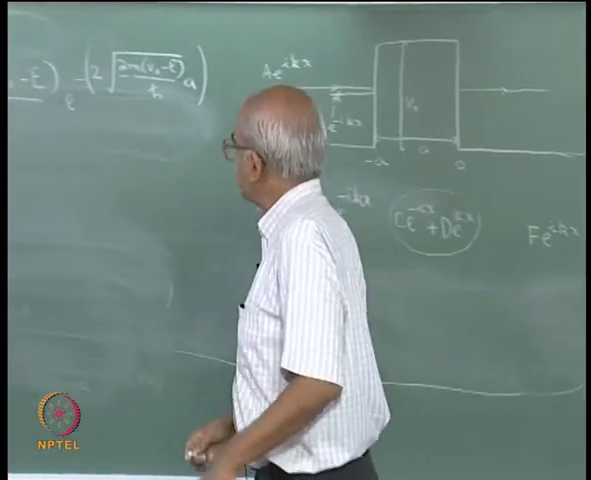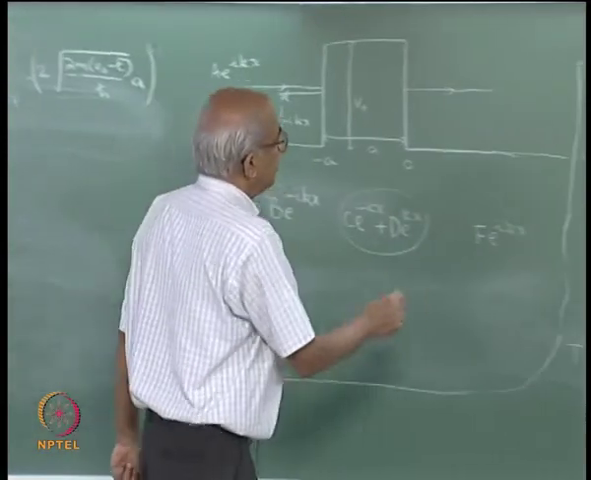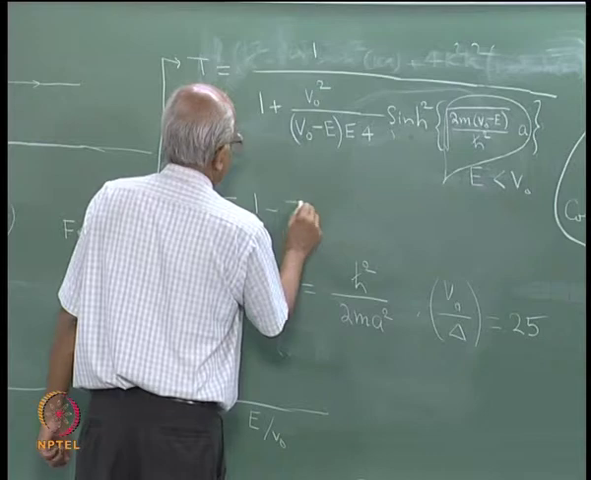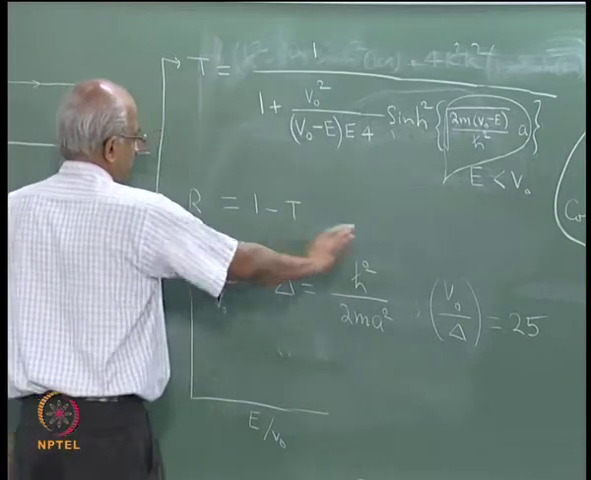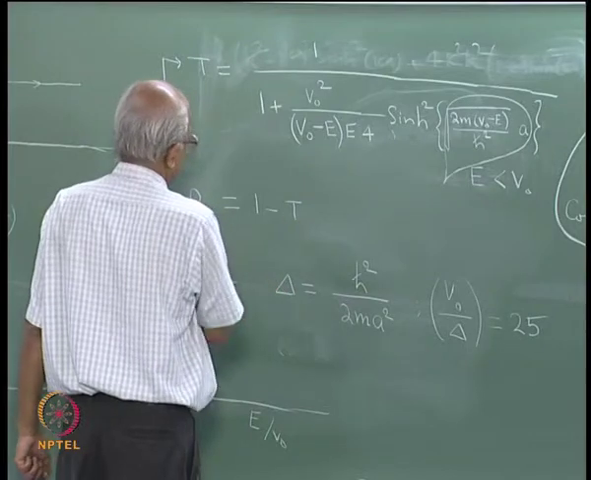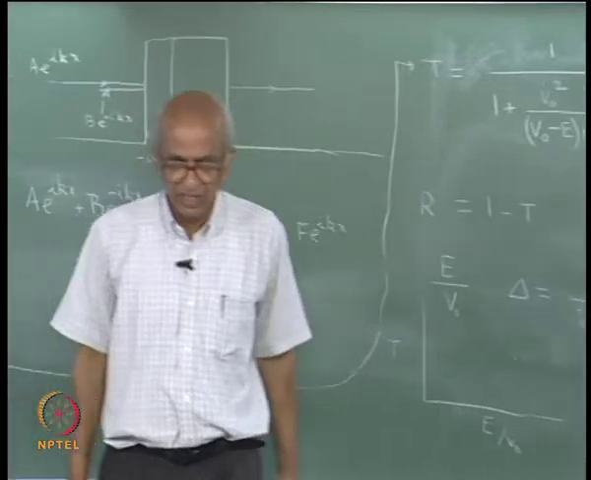So, it is actually possible to derive an expression for the reflection coefficient also. What would that be? R would be given by 1 minus T. T is the transmission probability or transmission coefficient, and therefore the reflection coefficient will be given by 1 minus T. You can calculate that also.